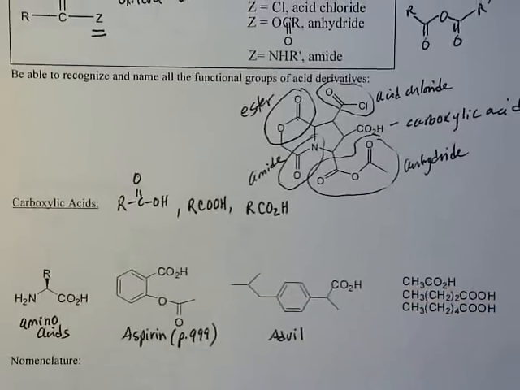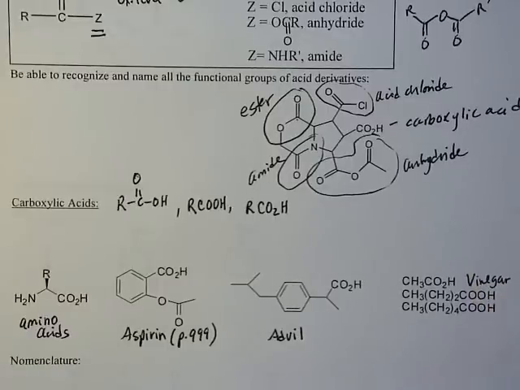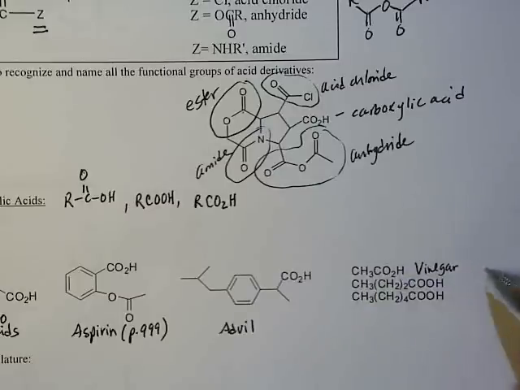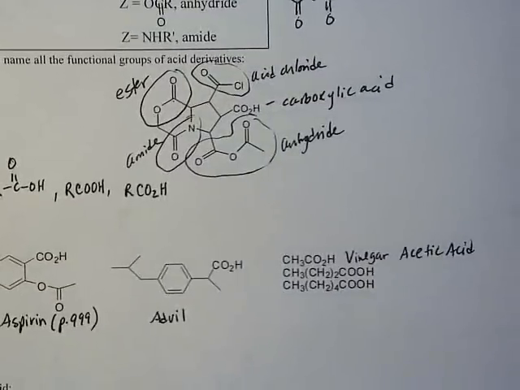So these are a lot of pain relieving medications. And then probably the simplest acid that you know is vinegar, shown there by acetic acid. Its IUPAC name is ethanoic acid, but most of the time it is referred to as acetic acid.